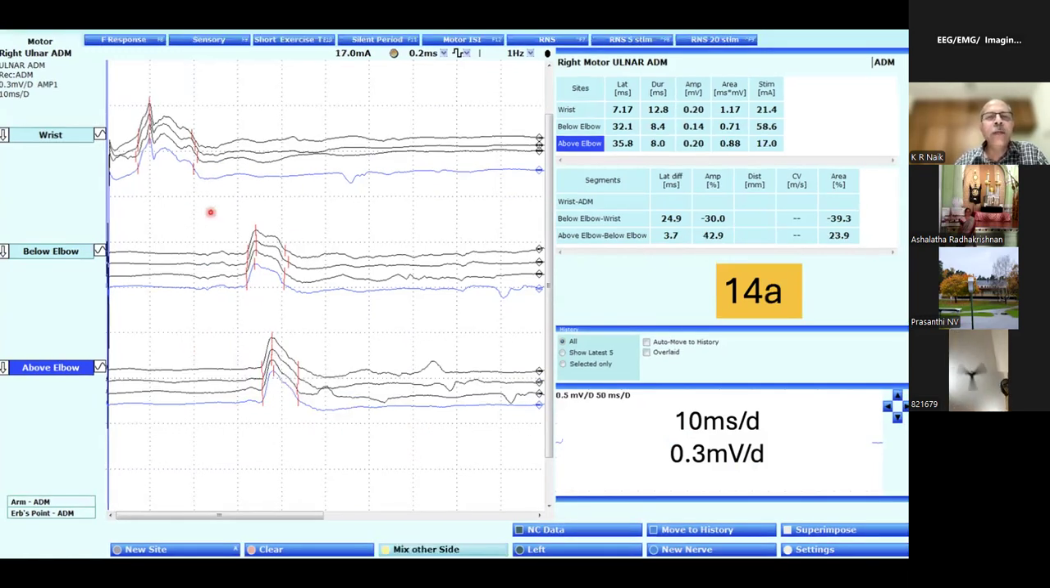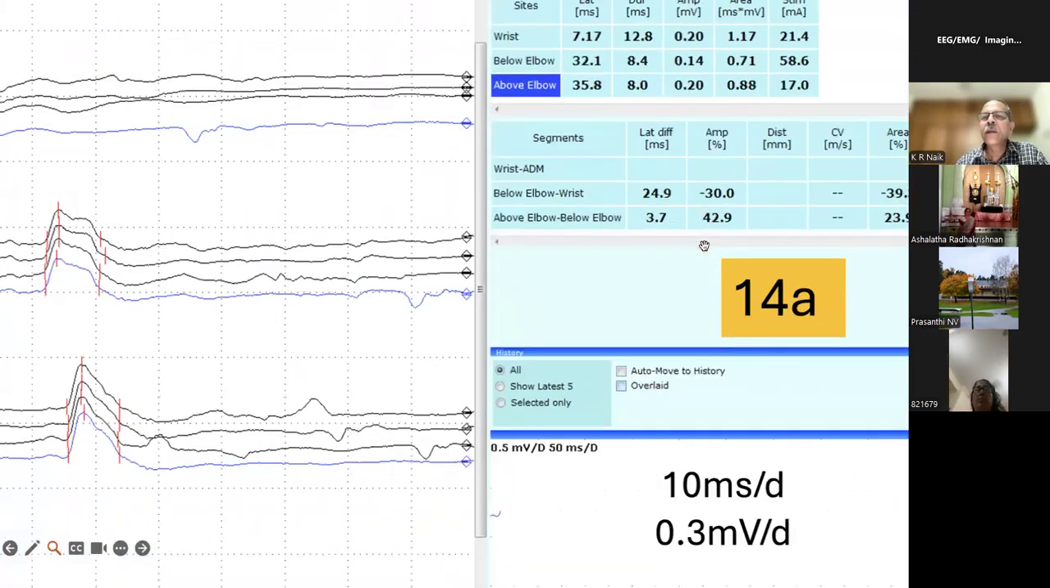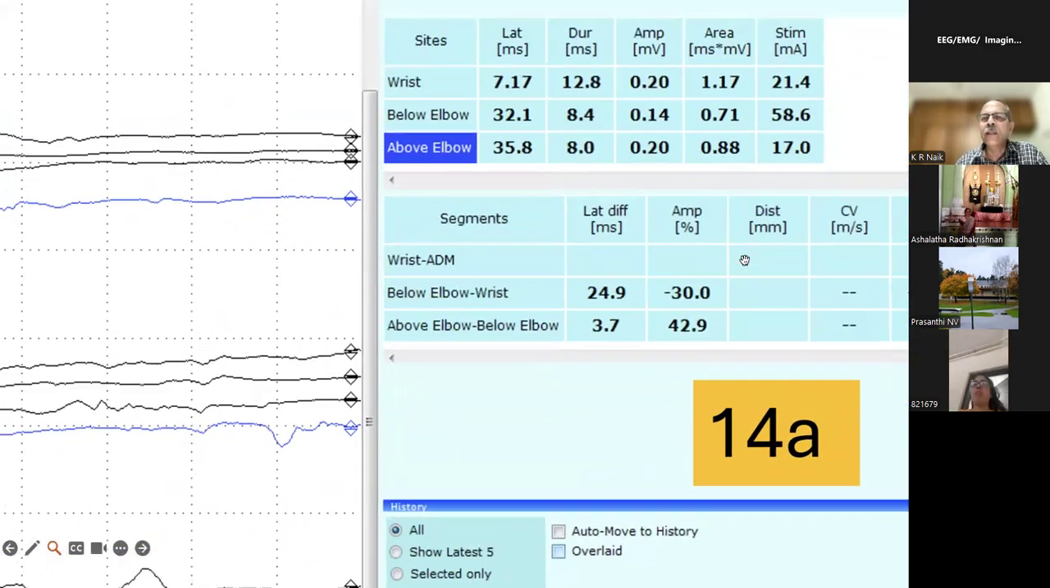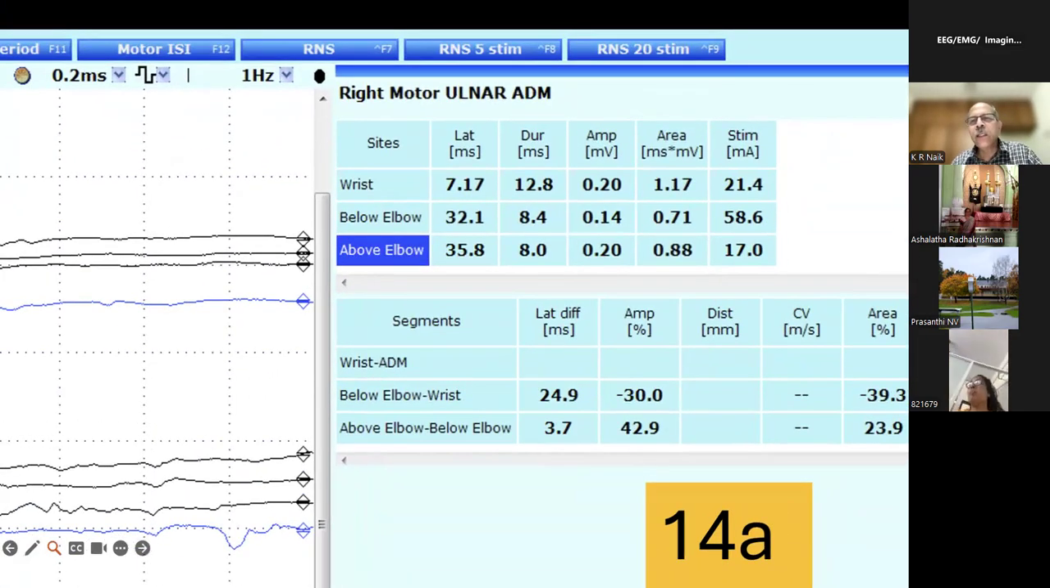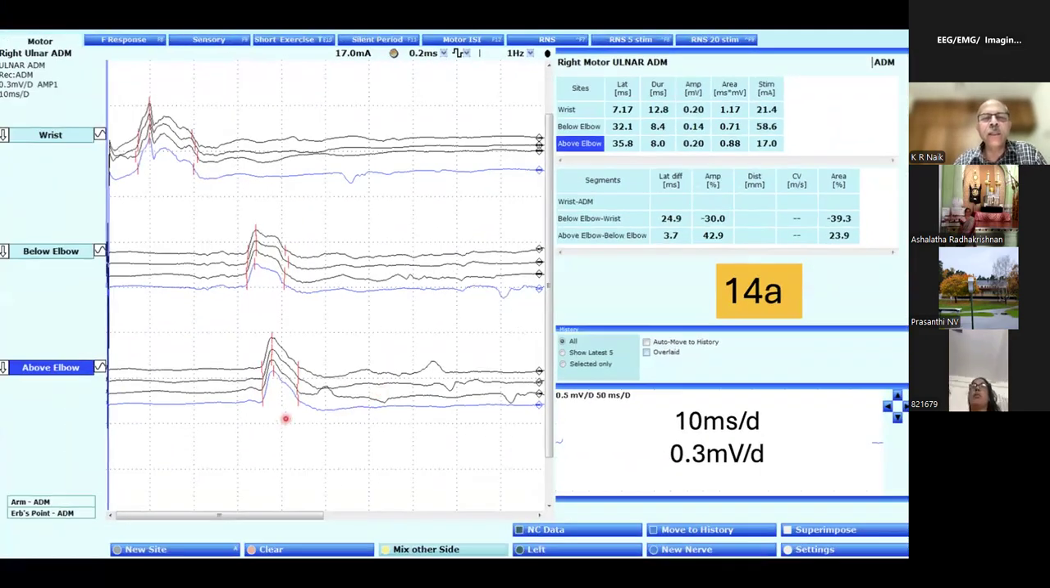So what happened was, we stimulated, recorded, and reduced the intensity to 17 milliamperes. When you reduce the intensity without changing the stimulation site, this preceding median volume conducted impulse CMAP disappeared. So we have to be careful when we do the conductions. See to it that you use appropriate strength and appropriate site of stimulation to take away the confusions.